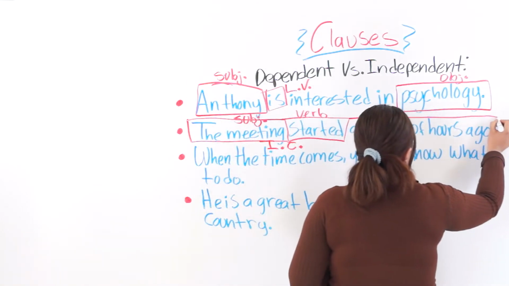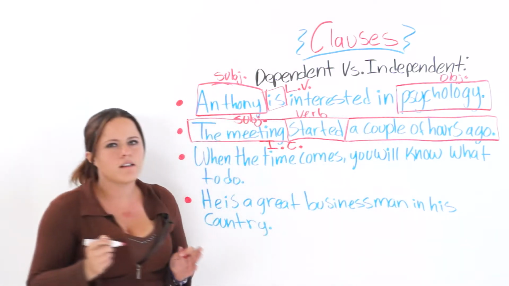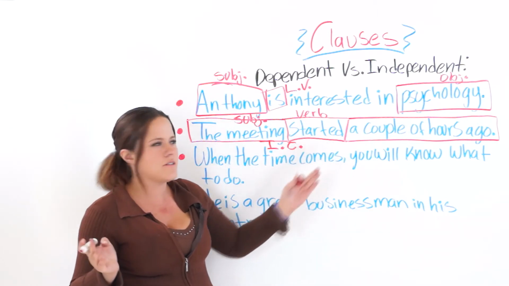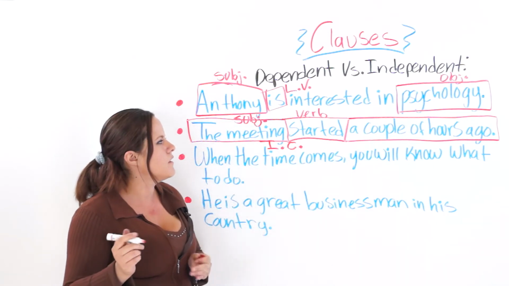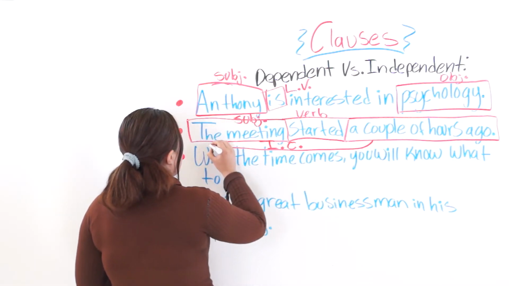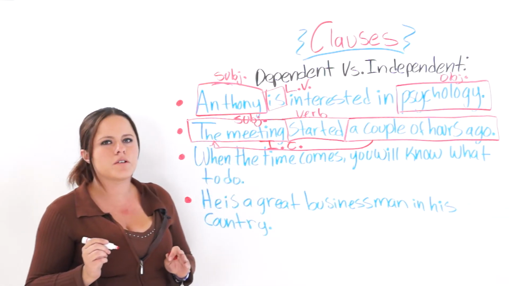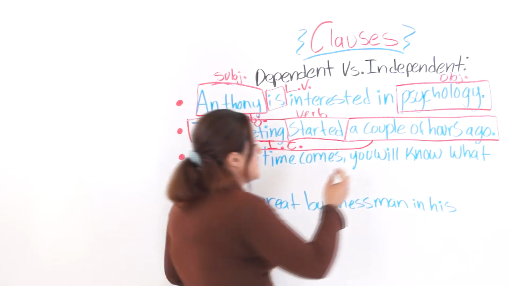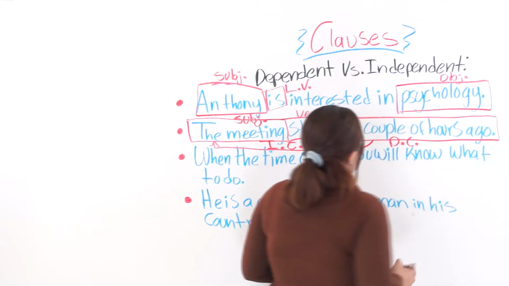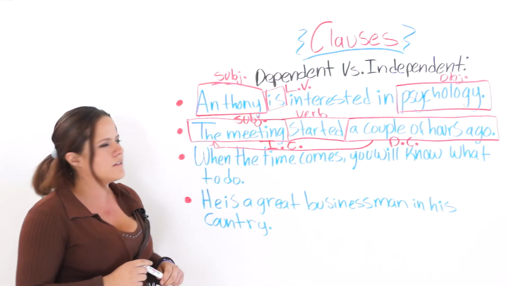A couple of hours ago. This right here is a dependent clause because on its own it cannot stand for a sentence. It cannot be a sentence alone. A couple of hours ago. So this over here depends on the subject right here. The meeting started a couple of hours ago. Alright? So this is a dependent clause, D.C. Dependent clause and independent clause.